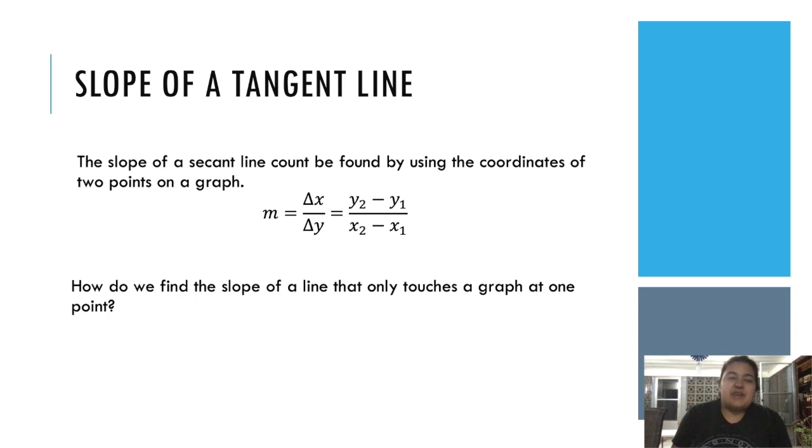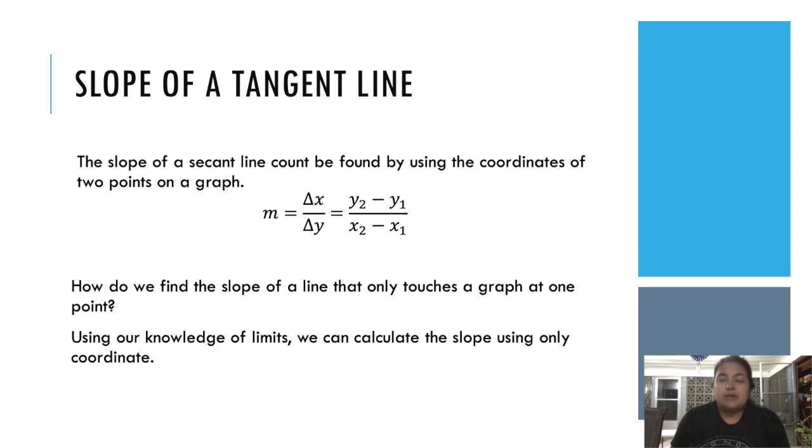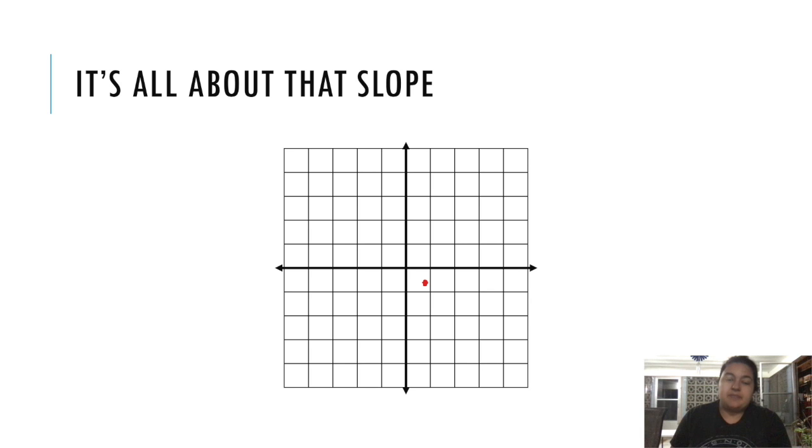Okay, how do we find the slope of a line that only touches a graph at 1 point? The slope equation requires us to have 2 points, but if we only have 1 point, what do we do? Well, that is where we use our knowledge of limits, and we can calculate the slope using only one coordinate. Okay, it's all about that slope.